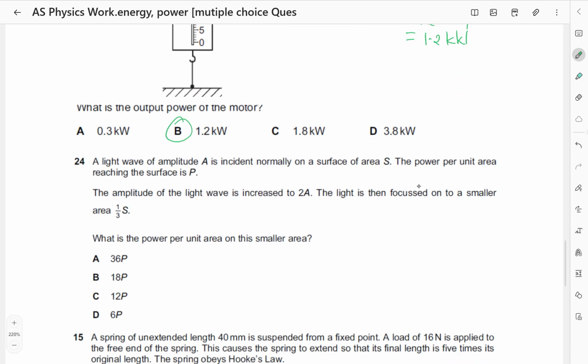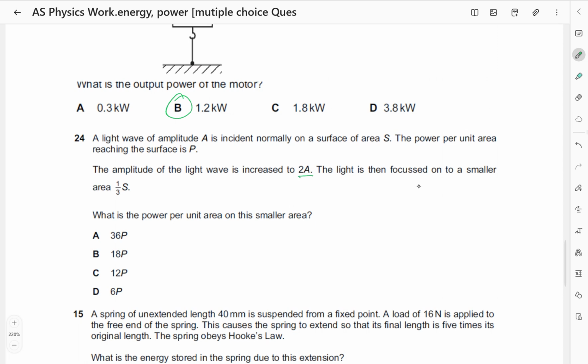A light wave of amplitude A is incident normal on the surface of area S. The power per unit area reaching the surface is P. The amplitude of the light wave is increased to 2A. The light is then focused onto a smaller area, a third S. What is the power per unit area on the smaller area?